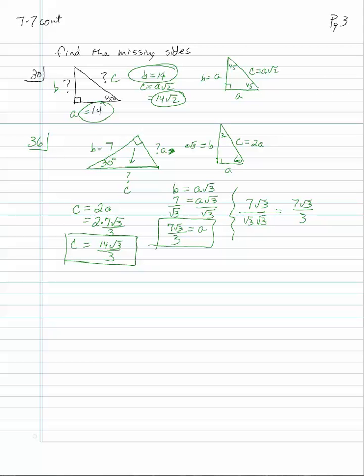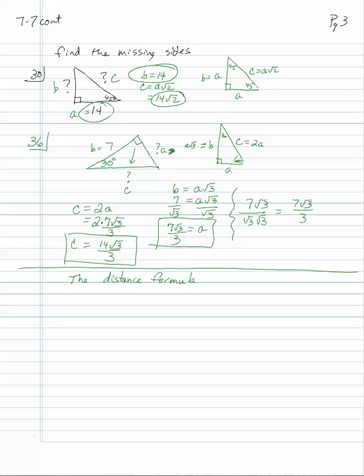So those are the two missing sides. So you just have to memorize these relationships. For either a 30-60-90 triangle or a 45-45-90 triangle, if you're given one side, you can figure out all three. So you can figure out the missing two.